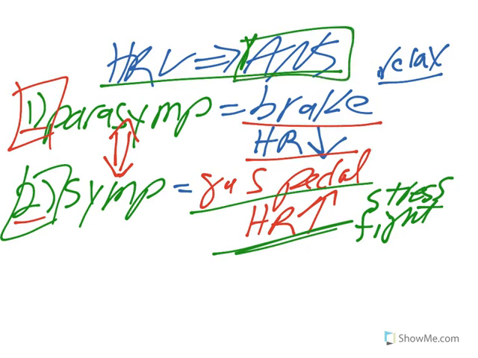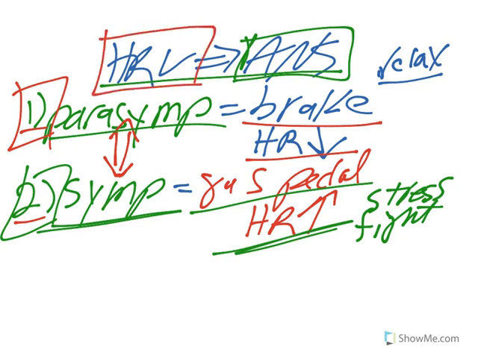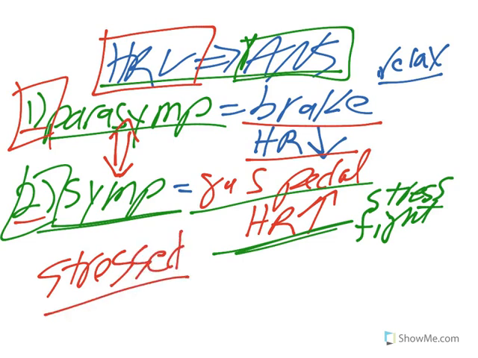The autonomic nervous system has the parasympathetic branch, which slows heart rate, and the sympathetic branch, which speeds up heart rate. HRV will be able to tell us how stressed you are by looking at the variability, and that tells us the amount of parasympathetic versus the sympathetic side.